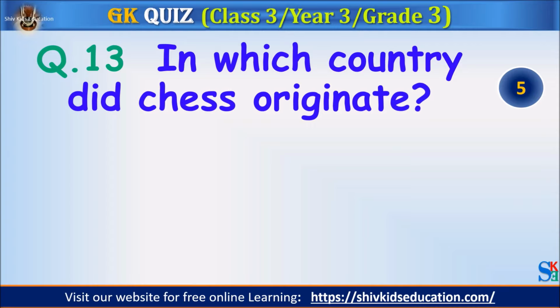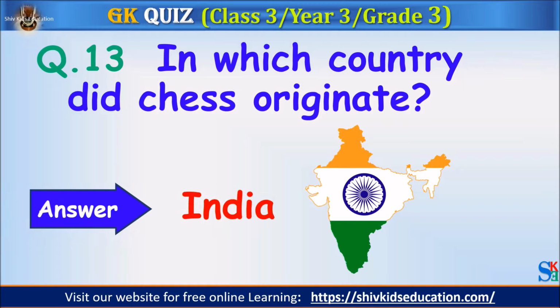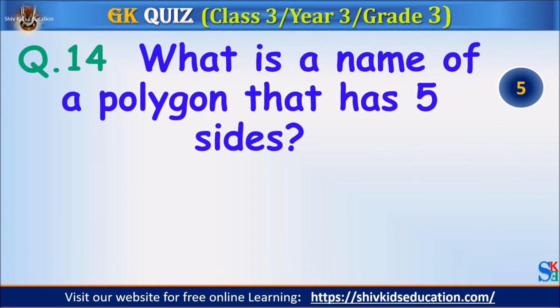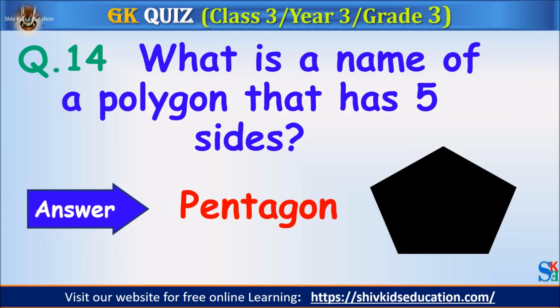13. In which country did chess originate? Your time starts. The answer is India. 14. What is a name of a polygon that has 5 sides? Your time starts. The answer is pentagon.